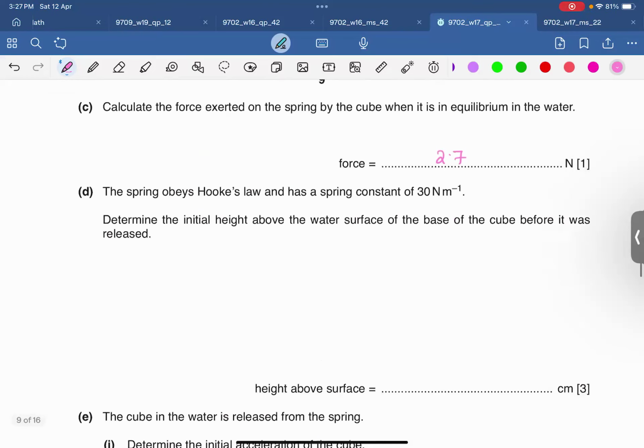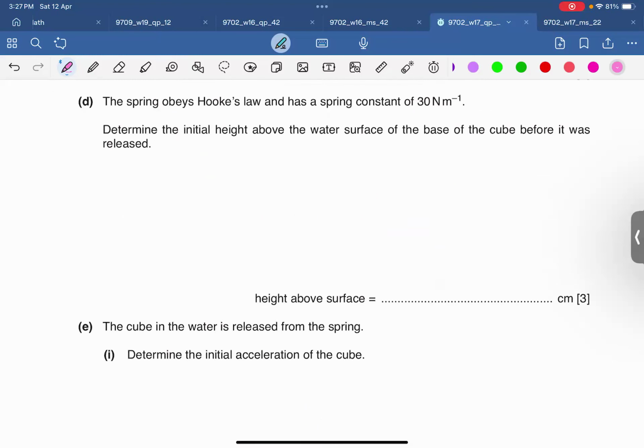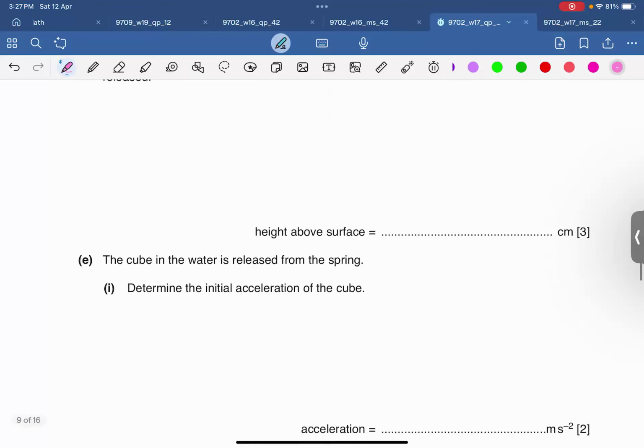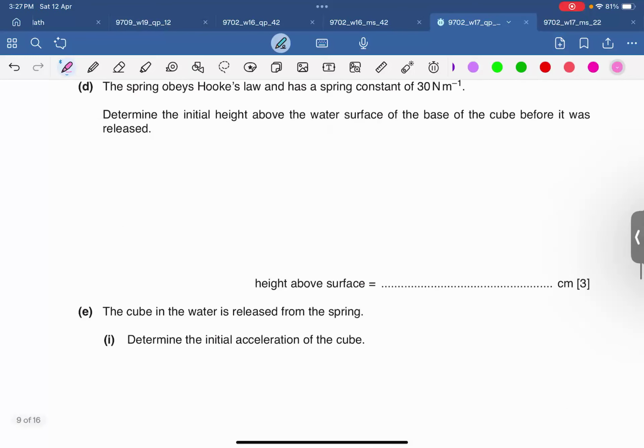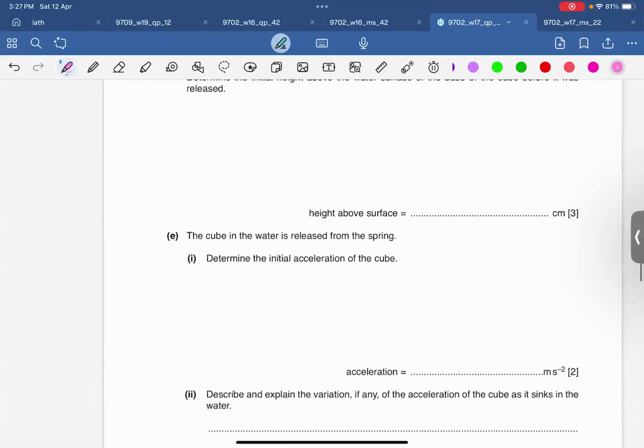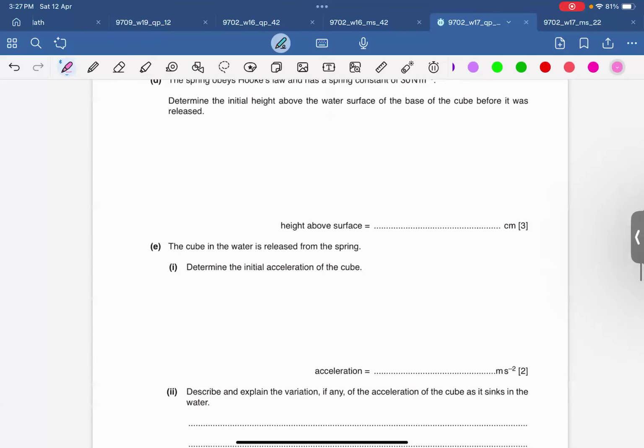Gulmeena, please read the question. Who was doing it, Gulmeena? No, Rayan was doing it. One minute. Rayan, come ahead please. The spring obeys Hooke's law and has a spring constant of 30 Newton per meter. Determine the initial height above the water surface of the base of the cube before it was released. And also the second part, the cube release. The second part, the D part, is quite difficult. It is going to be a difficult one. So just try these three parts and send it to me, quick.